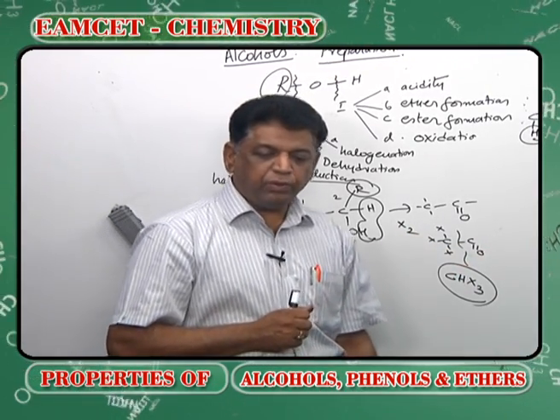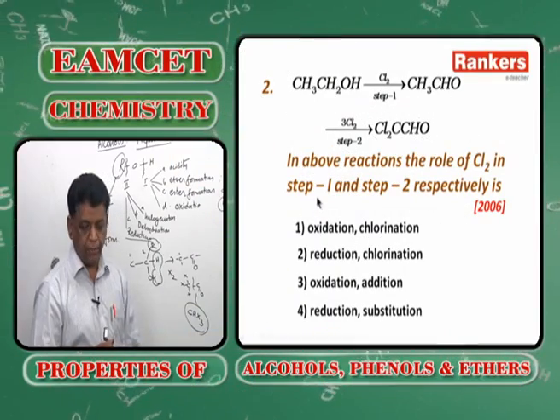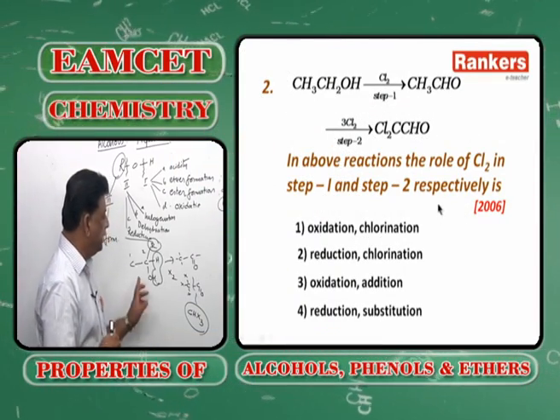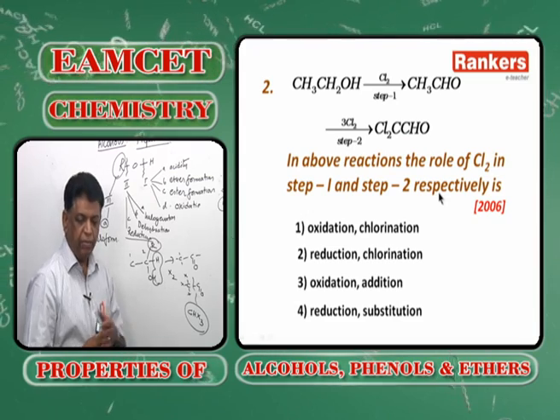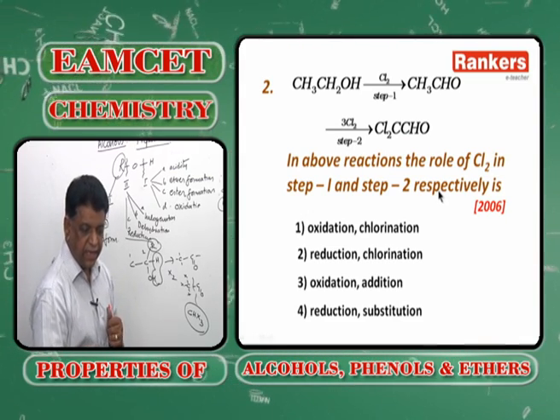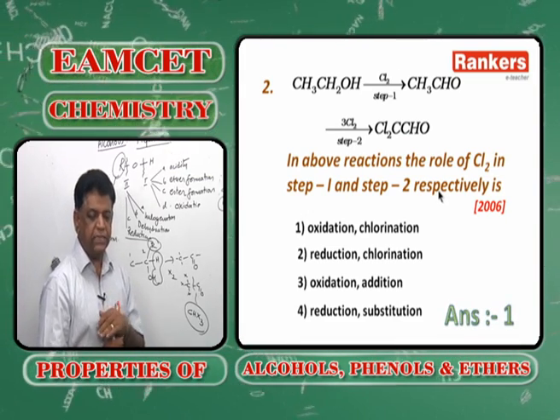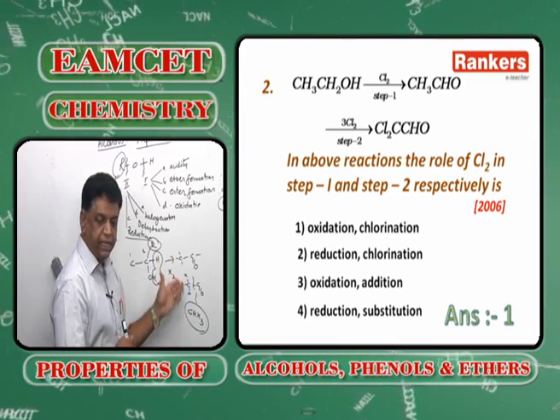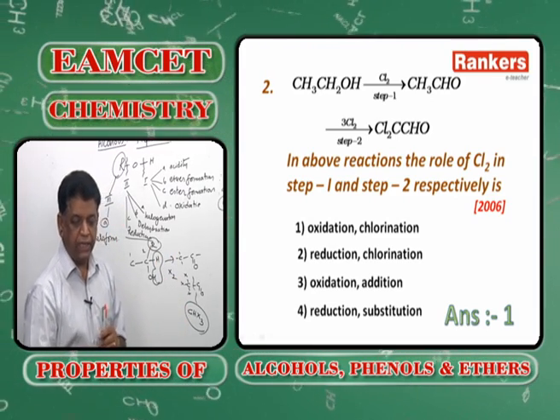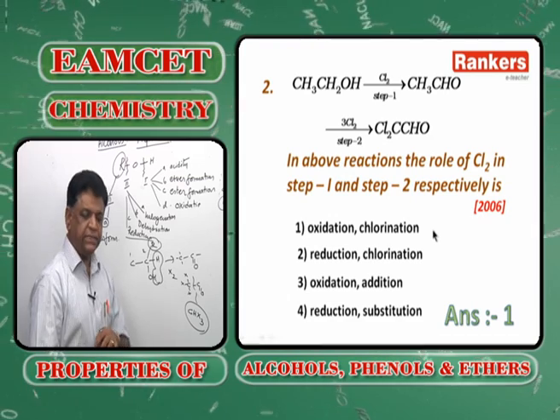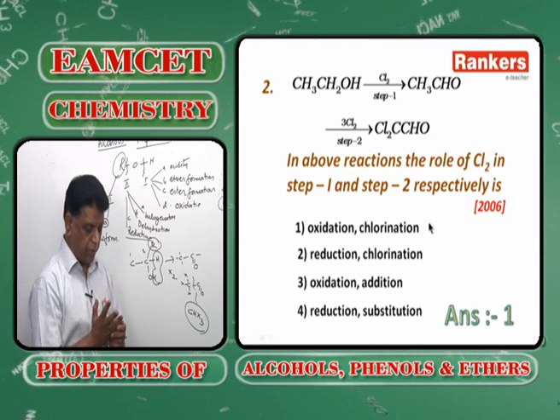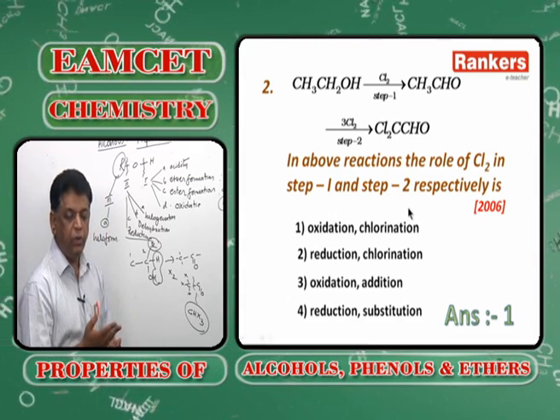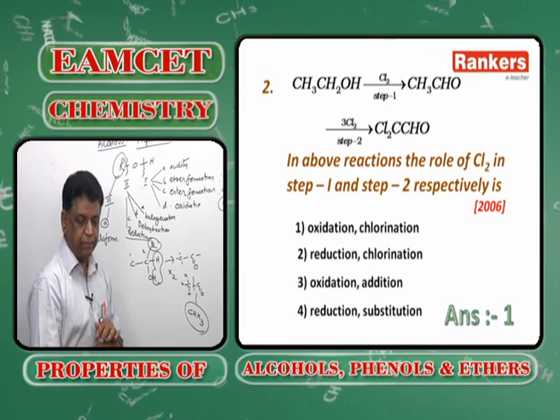Now, in the above reaction, the role of chlorine in step 1 and step 2. In both cases it is oxidation, in fact, but the option of 2 oxidations is not given. First step oxidation, second step chlorination or halogenation you can go for. So, answer 1 is the right answer. In fact, the second step is also an oxidation step only. Halogen entering, hydrogen going means it is an oxidation. Next.